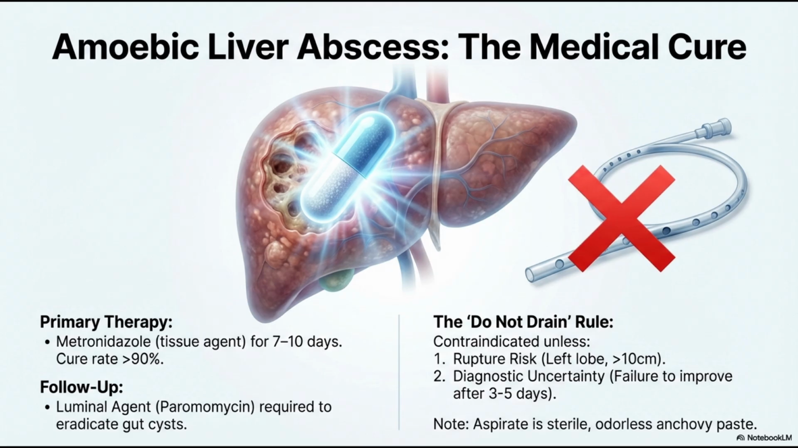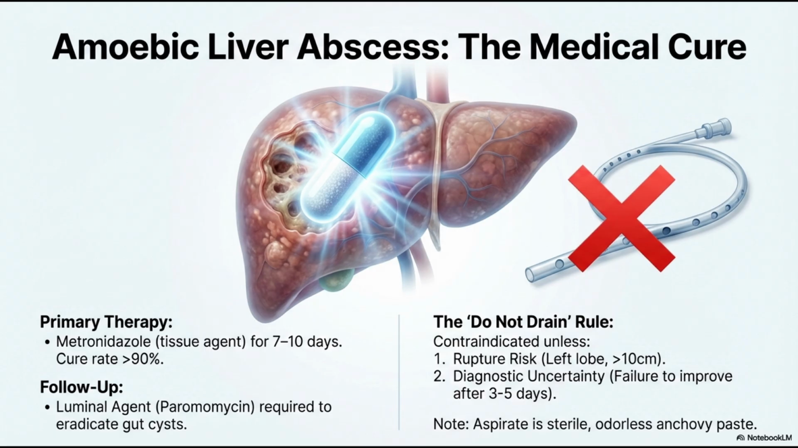1, if it's massive, greater than 10 centimeters, the risk of spontaneous rupture is high. 2, if it's in the left lobe and dangerously close to the pericardium. Because if that ruptures into the heart. It causes tamponade and is rapidly fatal. And 3, if you've treated for 3 to 5 days and they aren't getting better, or if you just aren't sure if it's pyogenic or amoebic, then you aspirate for diagnosis.